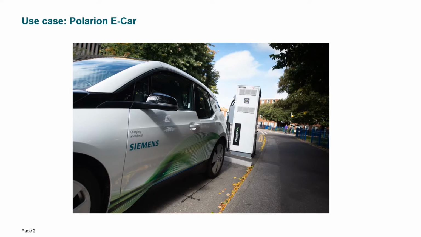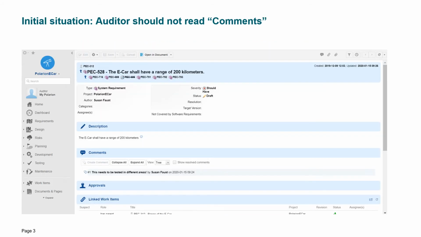So let's take again our Polarion eCar as an example for this tutorial. We imagine we have already written all the requirements, we have tested the requirements, and right now we're done to give this project to our auditor to review this. So usually also with a reviewer license, you have the access to see all the attributes of a work item. So for example, also the description or the comments field.